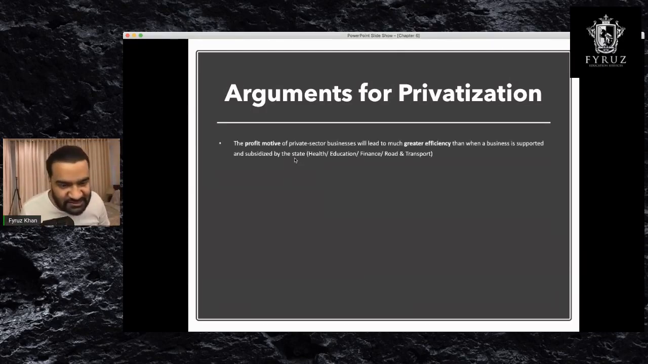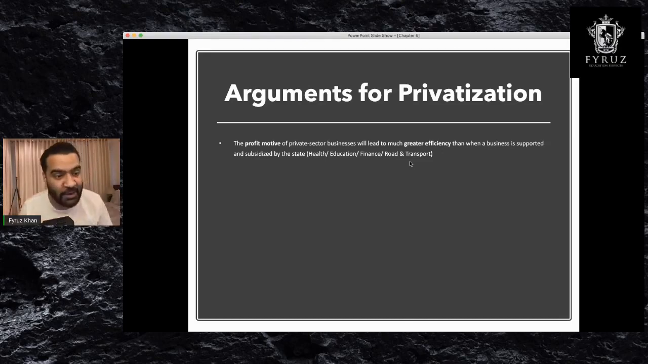The reason is that the private companies are more efficient, right? They have greater efficiency because a government organization has so many things to do. Government has to look at health sector, education sector, finance sector, road and transport, and therefore they have so much of task. They're not going to be efficient. They're not going to be productive, right? So think about that.